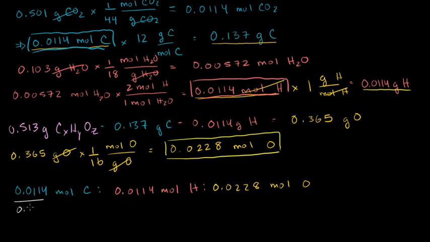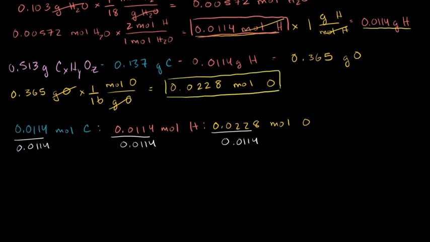I'll do that in white. So you divide by 0.0114, 0.0114, 0.0114, and what do you get? What does this turn into? This is just a 1, so this is 1 mole of carbon for every, this is just a 1 right here, for every 1 mole of hydrogen, for every, this is exactly 2, right? 0.0228 divided by 0.0114, that's 2. This is exactly 2. For every 2 moles of oxygen.